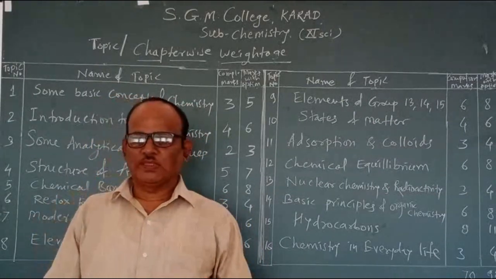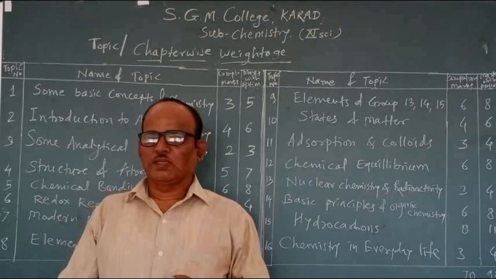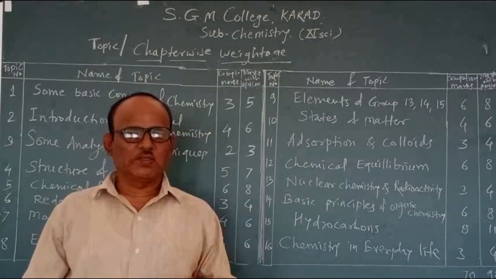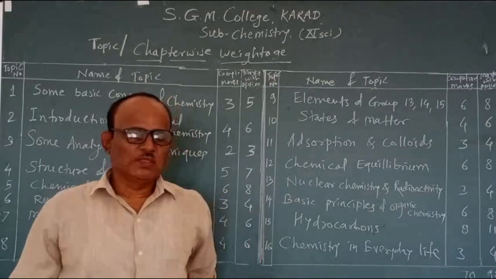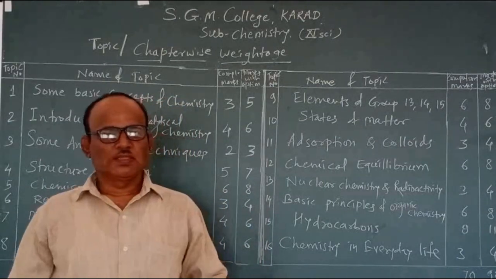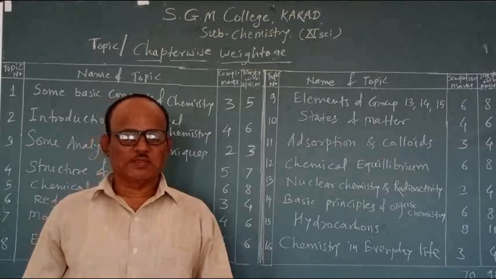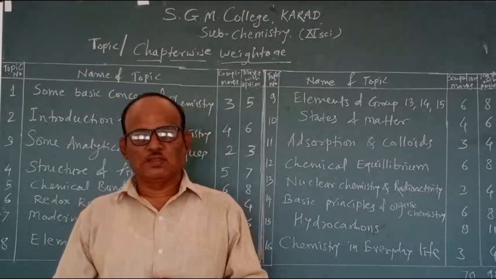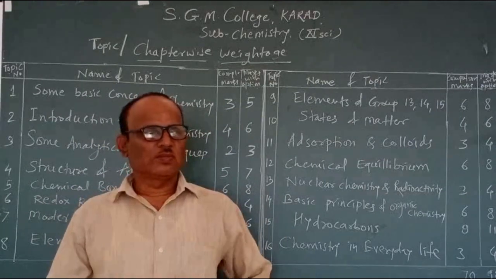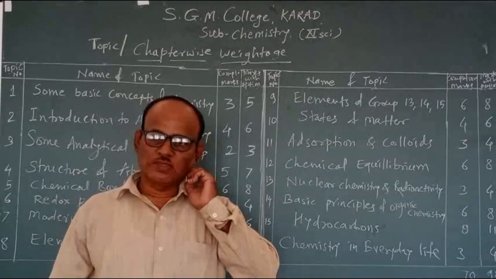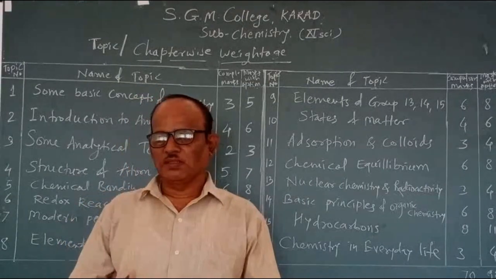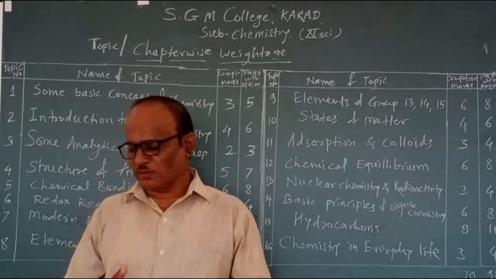In case of chemistry, there are two unit tests. Unit test number 1 carries 25 marks, second unit test 25 marks, then semester 1 carries 50 marks, and annual exam carries 100 marks. So there is a total of 200 marks. Out of this 200, we have to score 70 marks for passing. This is already explained in the previous lecture.